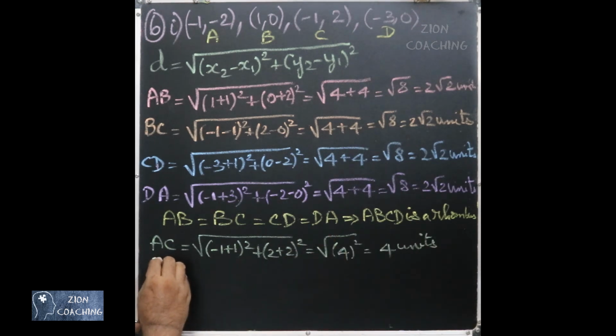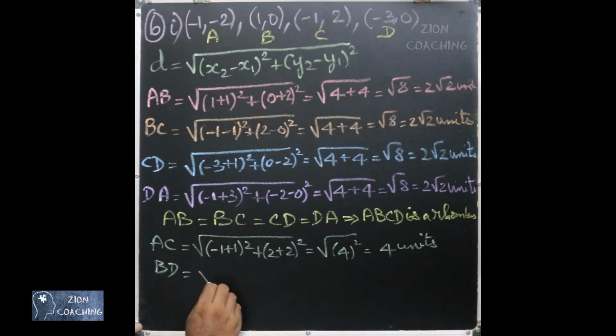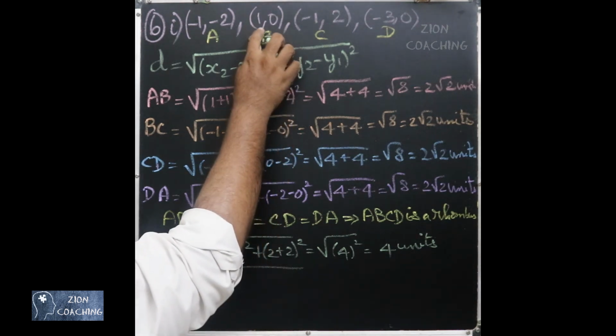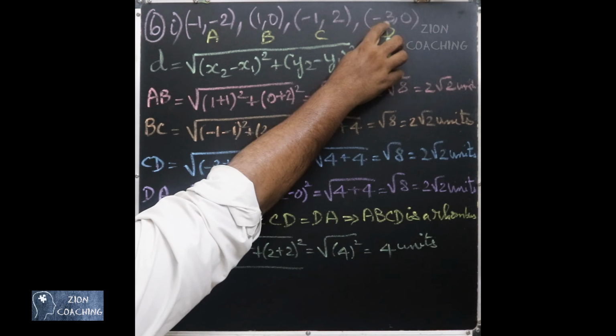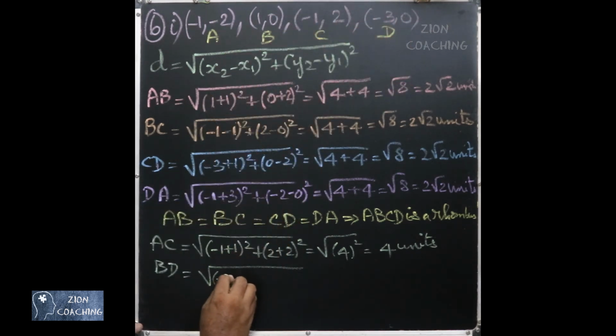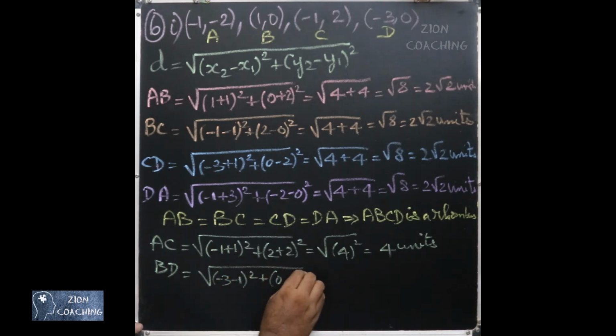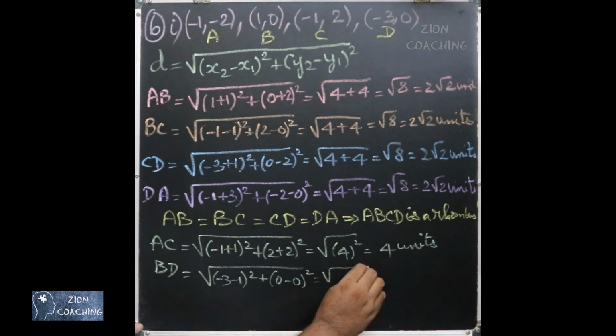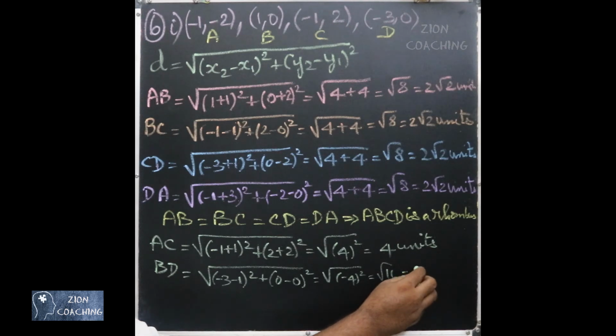Then we are going to find BD. Diagonal BD, this is your x1, y1, x2, y2. So minus 3 minus 1 the whole square plus 0 minus 0 the whole square, that is minus 4 the whole square. Minus 4 the whole square is root of 16, because minus 4 into minus 4 is 16, root 16 is nothing but 4 units.